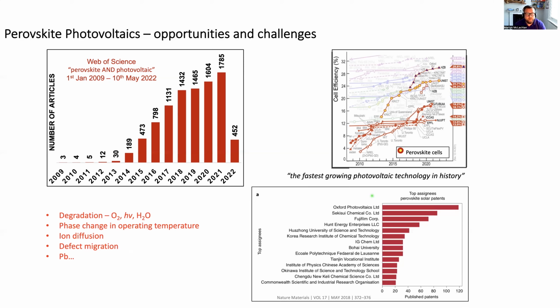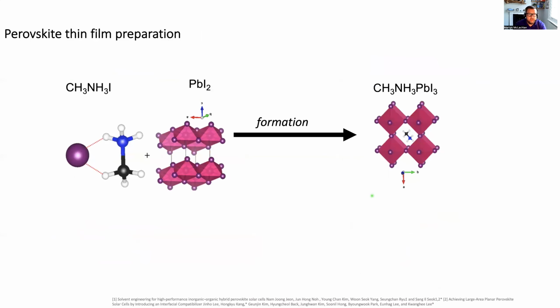We tend to have often intrinsic instability when the active materials, the perovskites, are exposed to oxygen, moisture, even in some cases light, and they may undergo a crystalline phase change in what would be considered a normal operating temperature. We have issues of both ion migration and defect migration, and of course the cells containing lead, a toxic material, are just some of the challenges that present themselves.